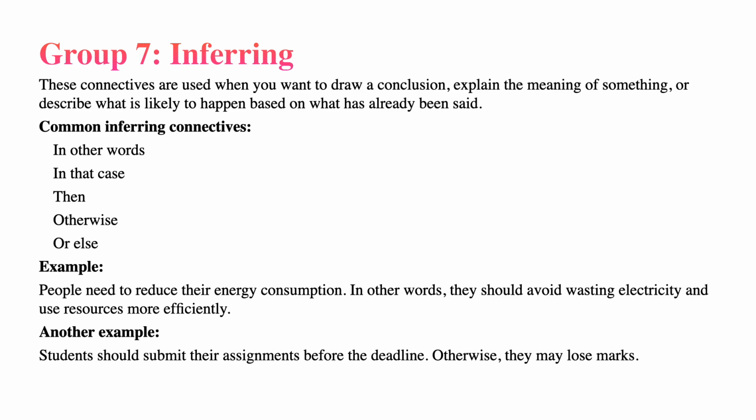People need to reduce their energy consumption. In other words, they should avoid wasting electricity and use resources more effectively. Here, the phrase in other words restates the first idea in a clearer and more specific way. It helps the reader understand exactly what reducing energy consumption means.